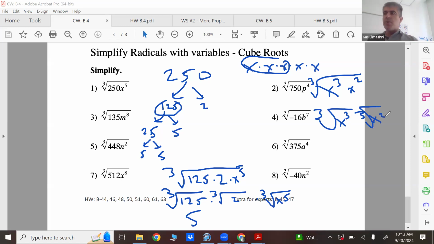So what you're going to do is a little different than square roots. Instead of doing this exponent divided by 2, you do this exponent divided by 3. How many times 3 go into 5? Once. What's the remainder? 2. Take down x, leave behind 2 x's. So it becomes x times the cube root of 2x squared. Let me try it again so you see the pattern.